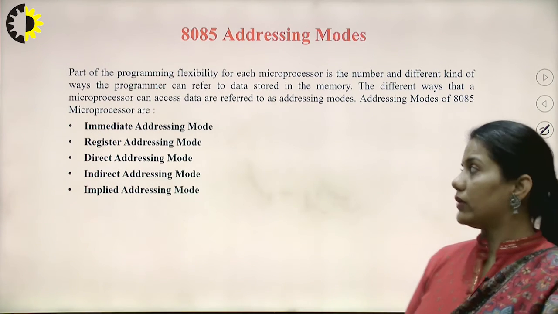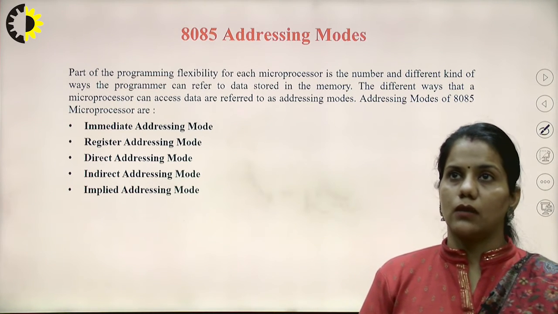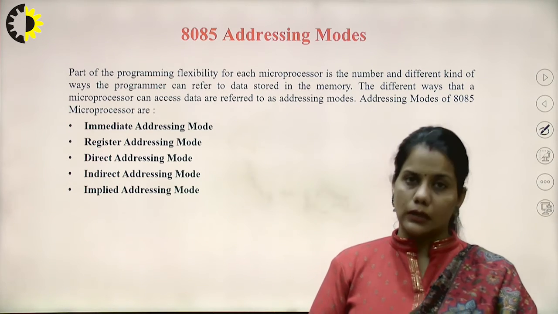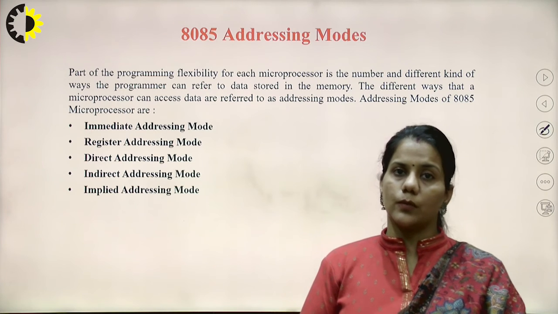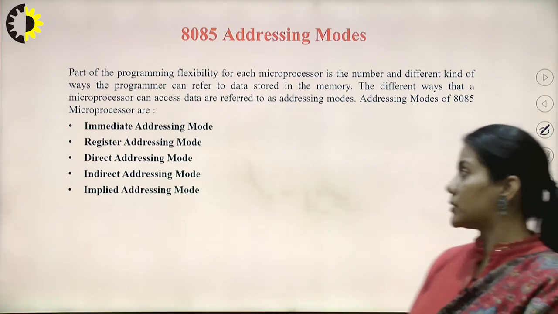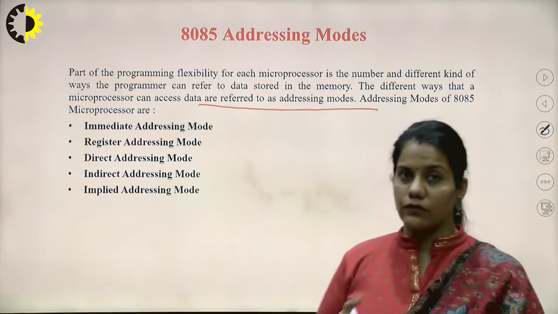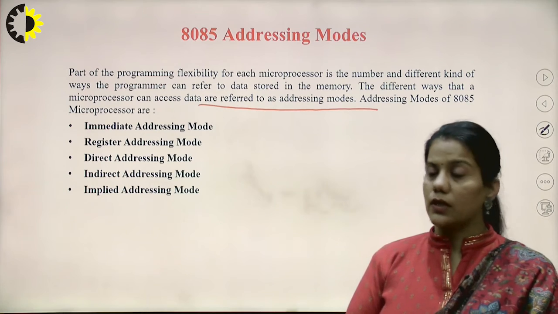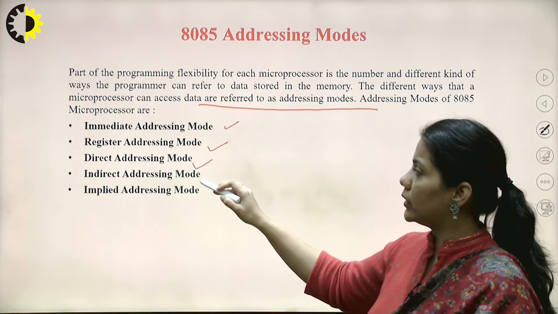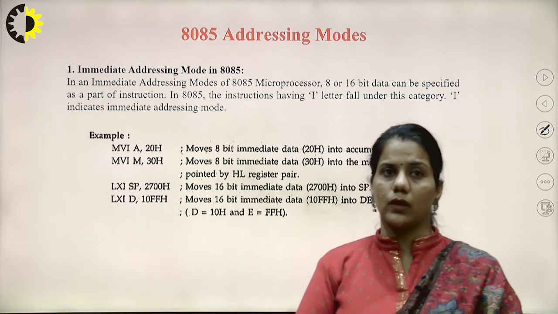Now 8085 addressing modes. Addressing modes basically means how you are addressing your operands. The way of specifying the data in the instructions is termed the addressing mode. The different ways that a microprocessor can access data are referred to as addressing modes. In 8085 there are 5 addressing modes: immediate addressing mode, register addressing mode, direct addressing mode, indirect addressing mode, and implied addressing mode. We will go through these addressing modes one by one.